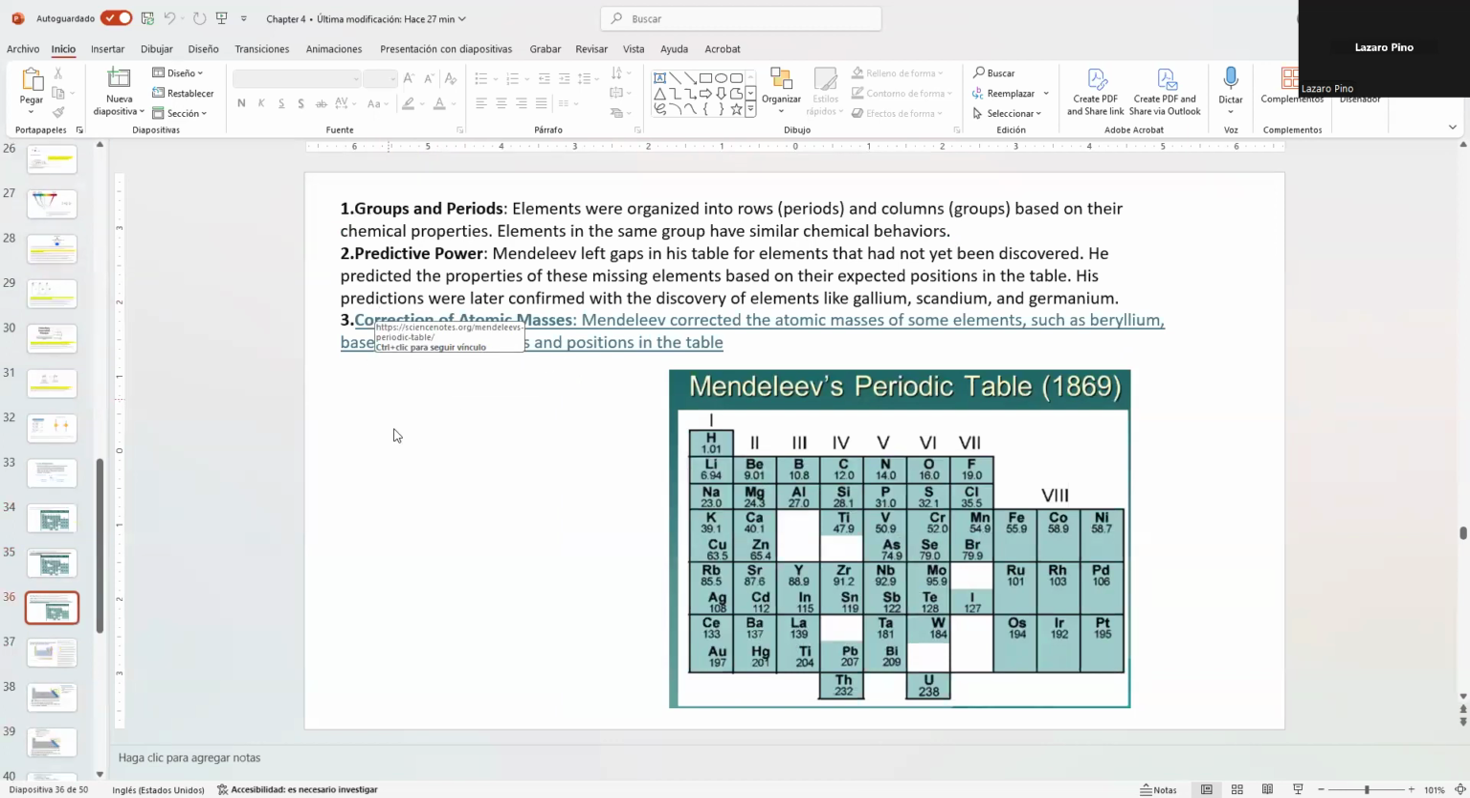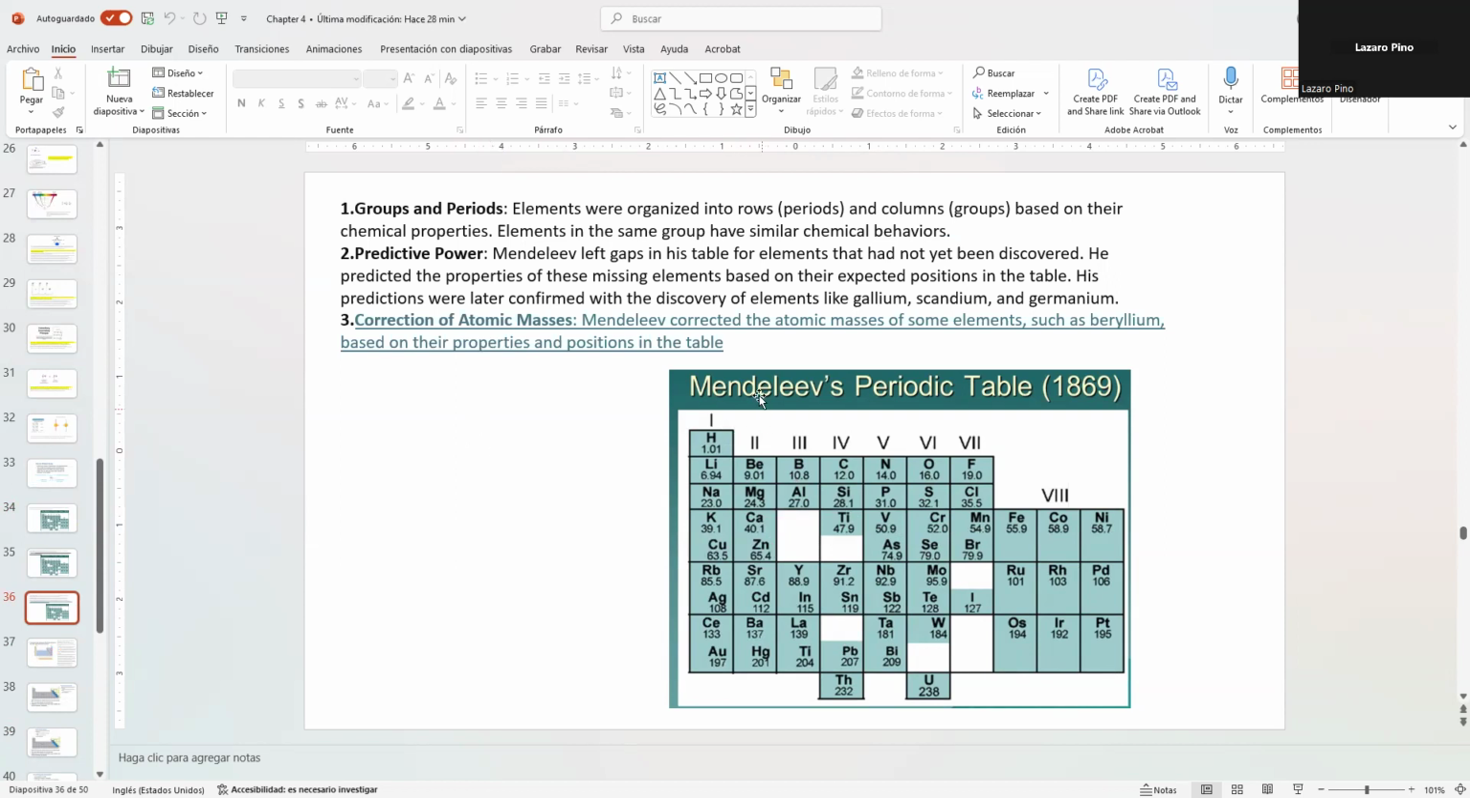Also, he proposed groups that are the columns and periods that are the rows. He predicted the presence of some elements before they were discovered, and that's why he left in blank some spaces, because he said that between calcium and titanium, for example, there was another element. These elements were discovered later, and they were located in the right place.